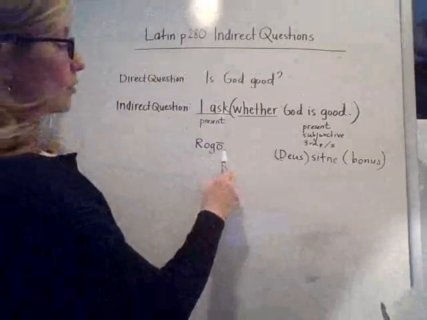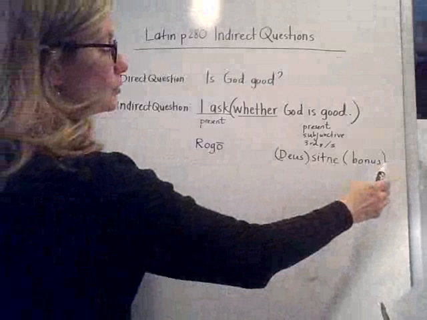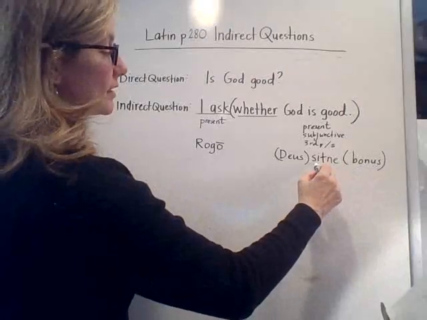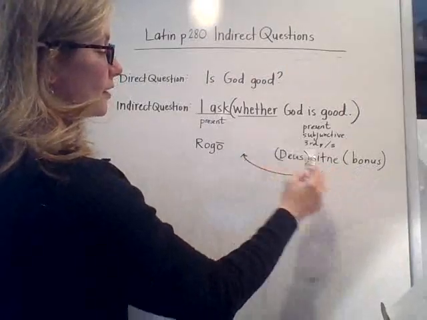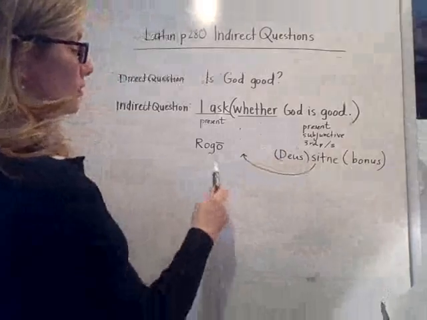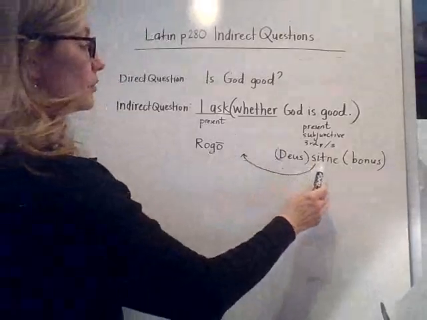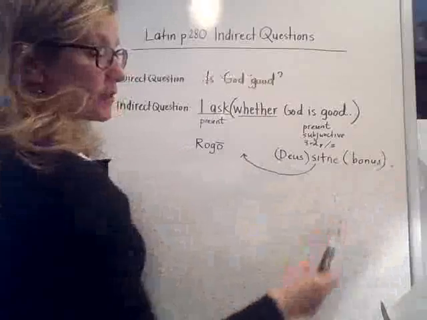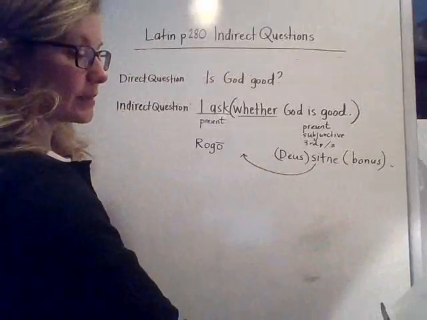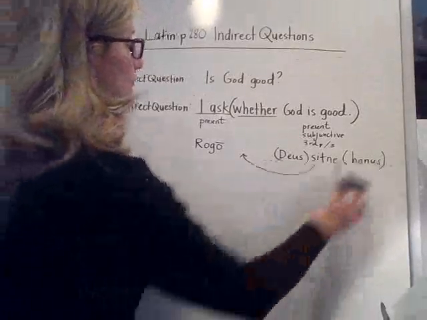But basically we have rogo, deus, sitne, bonus. Actually, let's put the sitne over here, so that bonus is right next to deus. So rogo, sitne, deus, bonus. Okay, so that's one example. Let's do another example.